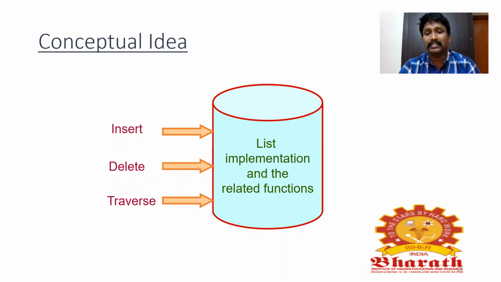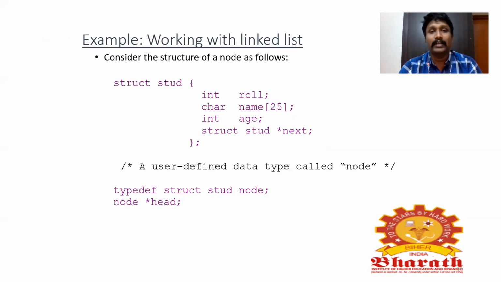What are those implementations and related functions? Insertion is an implementation. Deleting is an implementation function. But traversing is a related function. So these things together form the conceptual data idea. As I said earlier, there is a small example given, the details of a student. Roll number is given as integer, name as character, and age as integer. These things will be combined in a node.